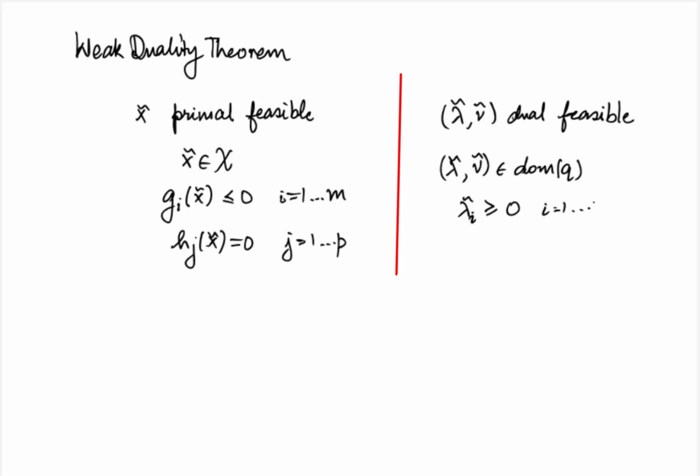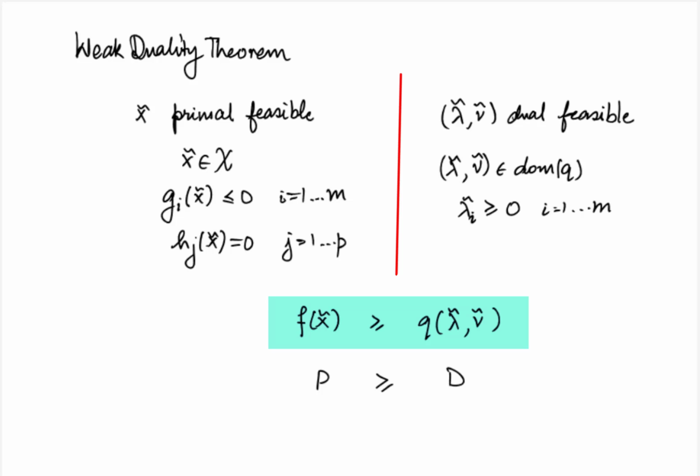Then the weak duality result says that f of x tilde is greater than or equal to q of lambda tilde comma nu tilde. That is, the primal objective is always greater than or equal to the dual objective regardless of where they are evaluated. Indeed, since this inequality holds for all feasible primal and dual variables, it also holds for the primal optimum and the dual optimum solutions. In other words, if we tighten this inequality to the extent possible, we would obtain p is greater than or equal to d.